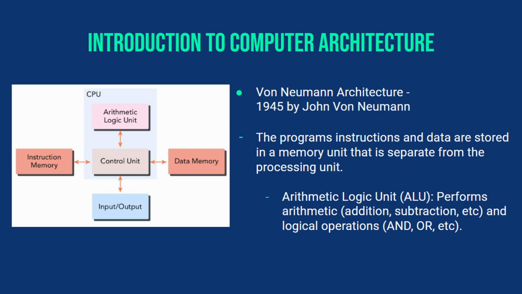So for our introduction to computer architecture, we start with the von Neumann architecture style. It was created in 1945 by John von Neumann himself. The program instructions and data are stored in the memory unit that is separate from the processing unit. With the von Neumann style, we also have the arithmetic logic unit, ALU. It performs mostly the arithmetic, which is simply just your addition, subtraction, multiplication, division, etc. And it has your logical operations: AND, OR, etc.